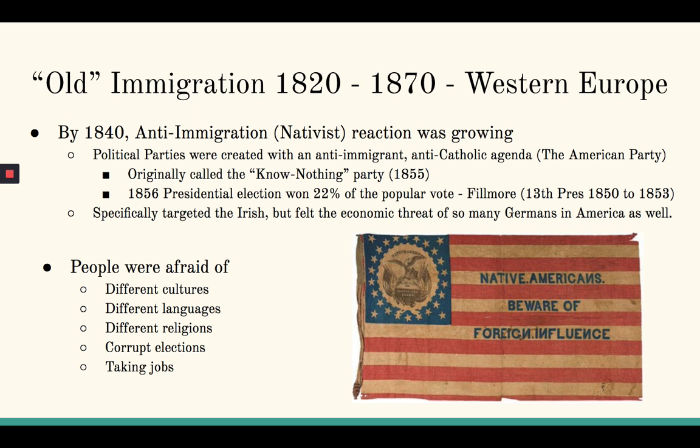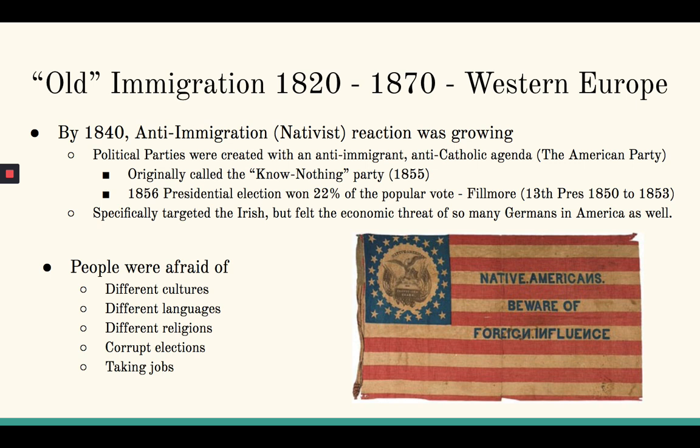So with this massive influx of immigrants coming in, keep in mind there really aren't any immigration laws at this point. If you can get here, you can probably stay here. And so already by 1840, there's a significant pushback against people coming into America from other places. And for this anti-immigration reaction, the vocab word here is nativist, and this is going to be a word we're going to use throughout the week here.